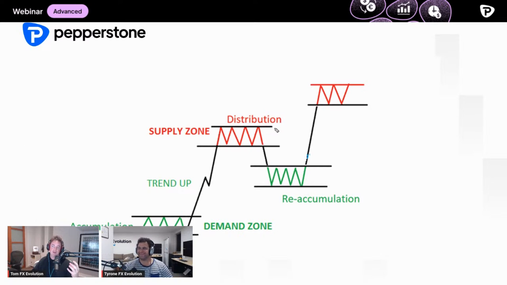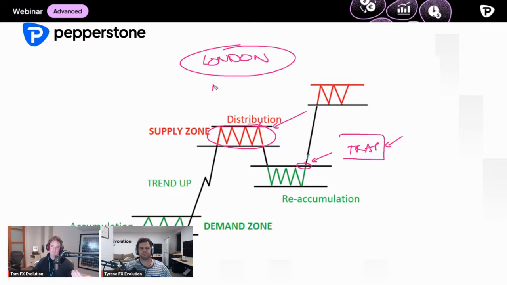The reason I want to talk about these areas is because candlestick patterns that form on breakouts on either side of accumulations or distributions, or of course supply and demand zones, can be very powerful as trap finders. So you can use certain patterns that we're going to talk about today to see trapped liquidity, which is a very common and very powerful concept. That can happen a lot around session opens, Tyrone. We can see it, if you're a currency trader, around the London open, and then of course around the New York open, where the London session goes into New York.